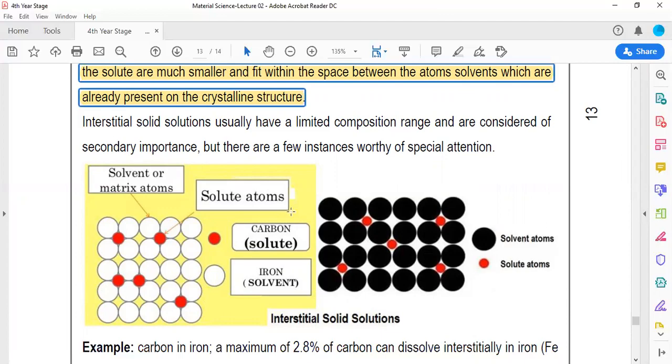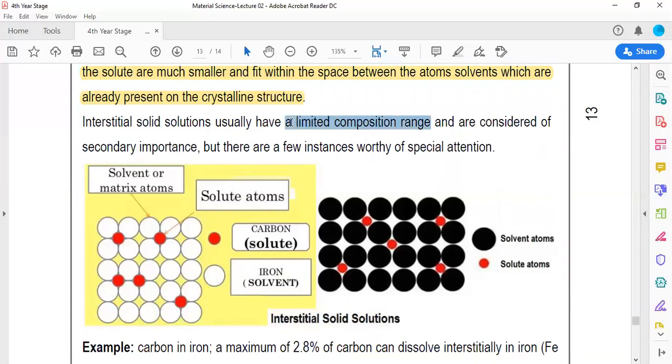Right, interstitial solid solutions usually have a limited composition range. What does a limited composition range mean? You cannot add as much as you want. There's a limit for how much you can add to make it interstitial. And they are considered of secondary importance, but there are a few instances worthy of special attention.